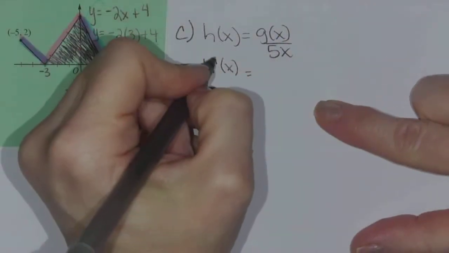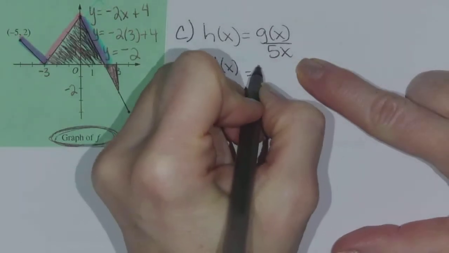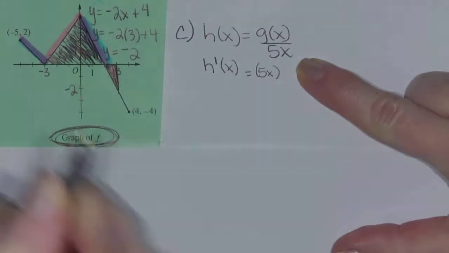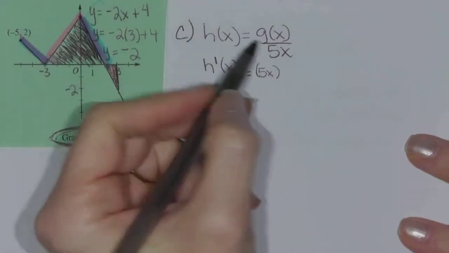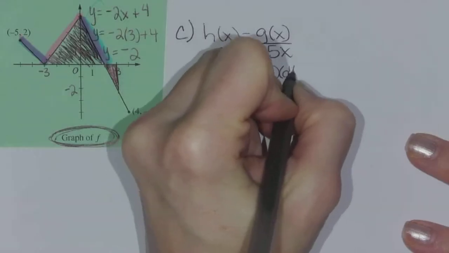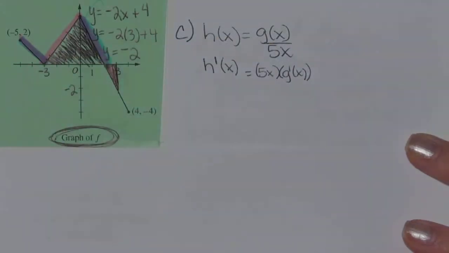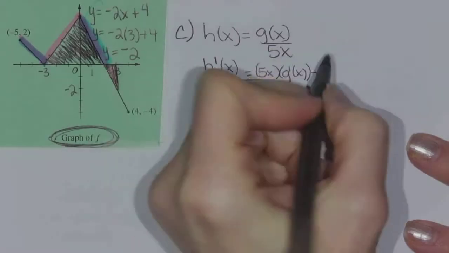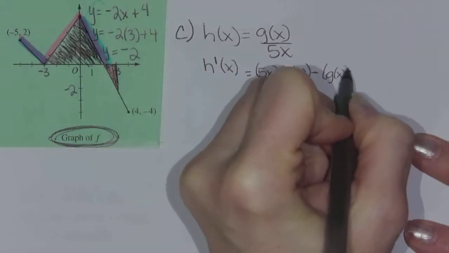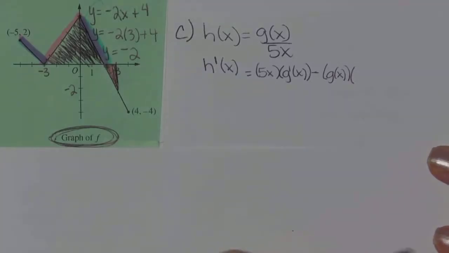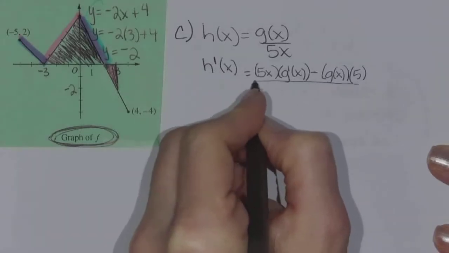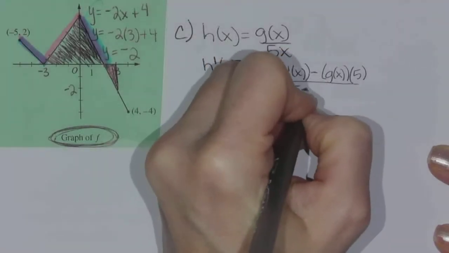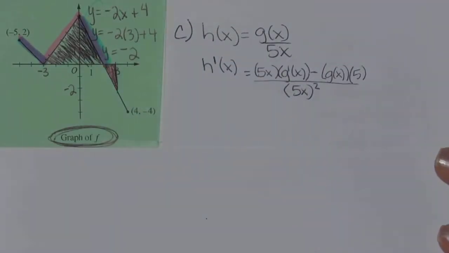So here we go. The quotient rule says you take the denominator, so 5x, and you multiply by the derivative of the numerator. Well, the derivative of g of x is g prime of x. And then you subtract the numerator, g of x, times the derivative of the denominator, which is 5. And then you take all of that and divide it by the denominator quantity squared. Okay, so then I have my derivative.